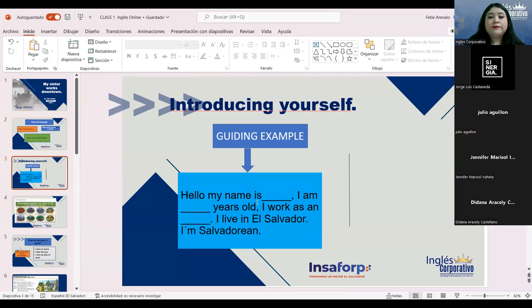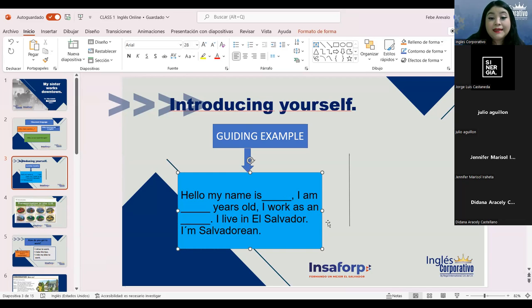Para hacerlo más ameno. For example, hello, my name is Fidi Arevalo. I am 24 years old, right? 24. I am 24 years old. I work as an English teacher. Si usted quiere decir la profesión que usted ejerce, usted utiliza I work as an English teacher, o lo que usted sea, engineer, doctor, whatever you are. Si no quiere decir eso, pero quiere decir el lugar donde trabaja, entonces quita esto.